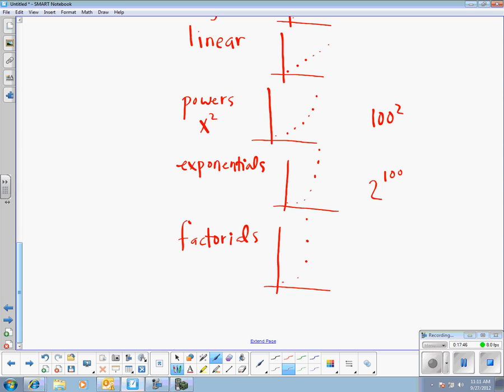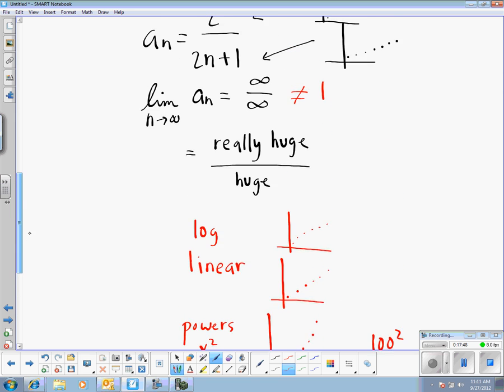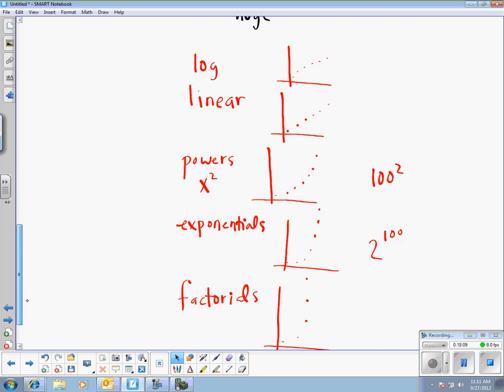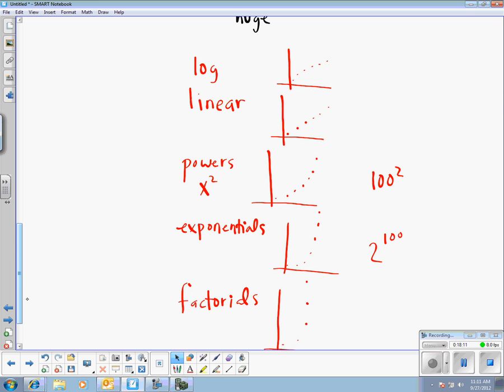So long story short, we can tell that this limit is going to be infinity because the top dominates. The exponential on top dominates the linear on the bottom, and we can just declare that limit to be infinity. Okay, I've talked longer than I wanted about this section, but I wanted to get the hierarchy out there. And we will discuss it some more in class and do some practice.